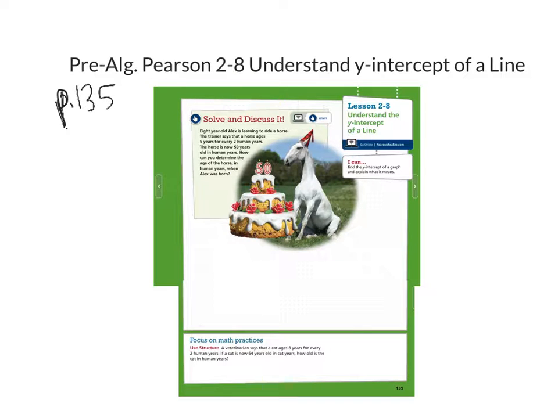Lesson 2.8 is understand the y-intercept of a line. We've been talking a lot about proportional relationships. In this lesson, we're going to be talking about what happens if something's not proportional.